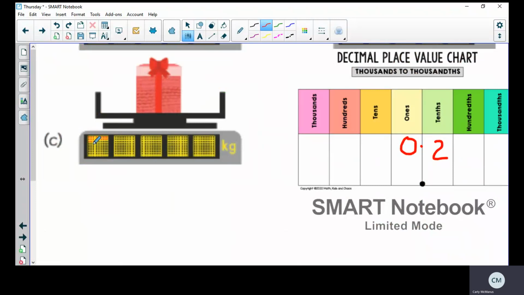And then we need to count how many hundredths there are. So 1, 2, 3 hundredths. I know they're hundredths because each dot represents a hundredth. So the answer to this one is 0.23. There's no wholes coloured in. There's 2/10 coloured in. And there's 3 hundredths coloured in.